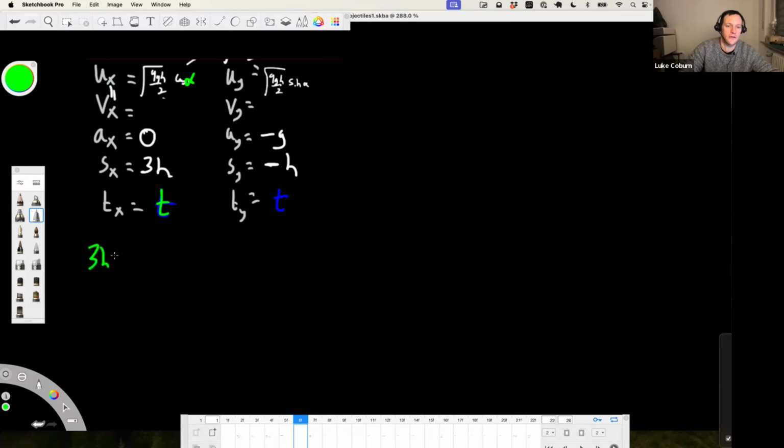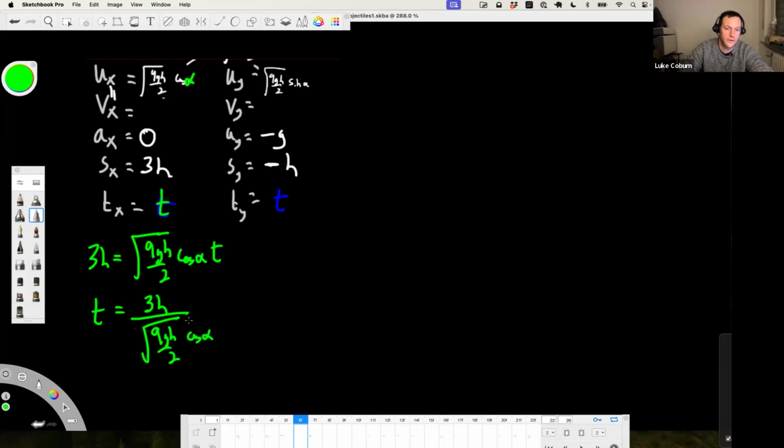So let's say 3h is equal to, so s is equal to ut, right? So that's going to be 3h is equal to the square root of 9gh over 2 times cos alpha times t. And so that tells me that t is equal to 3h divided by the square root of 9gh over 2 times cos of alpha. So pretty long, okay? So what can we get from the second one?